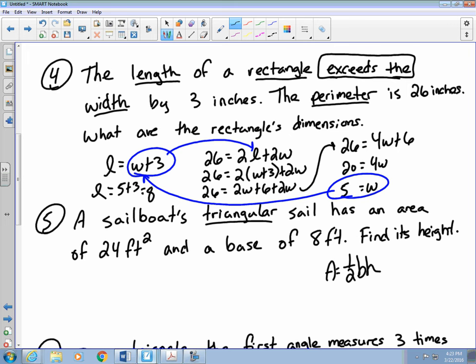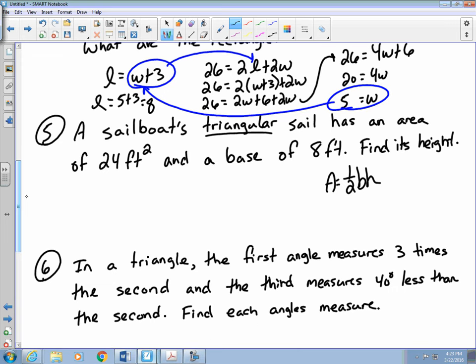Okay, so that's going through systems, and we're going to get into more systems in the next chapter, but then also including the geometry aspect of it. Now this one, they just tell you the area and the base, and they want you to find the height. So this is just a simple substitution.